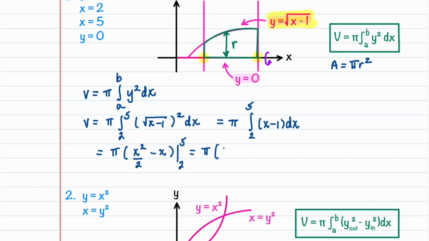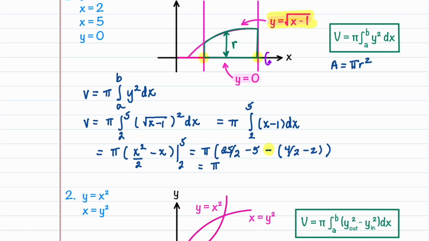This is equal to 25 over 2 minus 5, minus the quantity 2 squared, which is 4, divided by 2, minus 2. I always write it like this so I don't forget to take that negative and multiply it through to both terms. Let's see what this gives us.